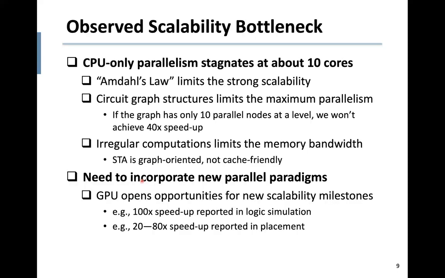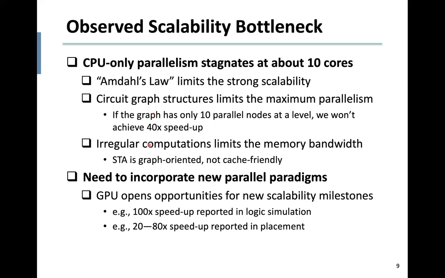There are many reasons for this. First, we know Amdahl's law, which limits the strong scalability of an algorithm on a parallel architecture. The maximum speedup you can achieve is proportional to the part you can parallelize, which makes sense. Also, the structure of the circuit graph limits the maximum parallelism. For example, if the graph has only 10 parallel nodes at most, you cannot get a 40x speedup.